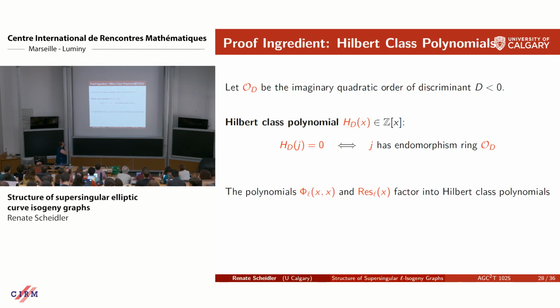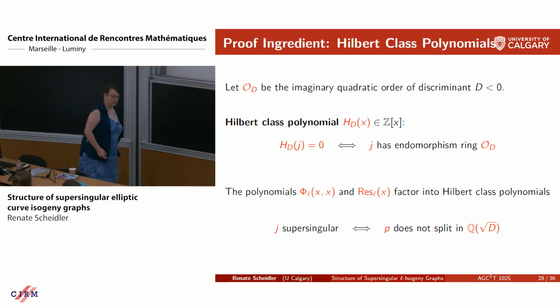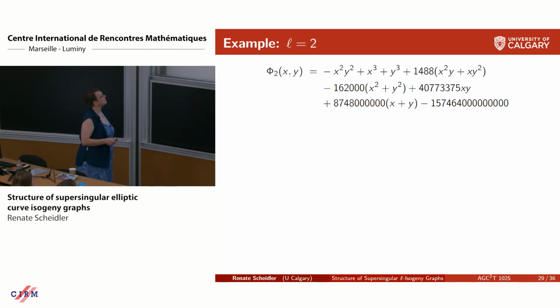In particular, for these modular polynomials, if you set the two variables equal, this resultant polynomial factors into Hilbert class polynomials. And it also detects the supersingular j-invariants. In particular, a j-invariant is supersingular if p does not split in this particular order. So you see that these polynomials govern a lot of the structural behaviors of these graphs.